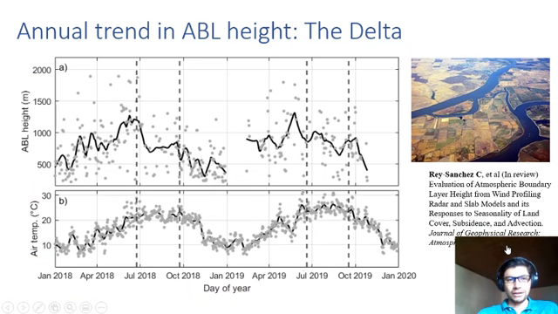So now that we have the information from the radar wind profiler, we can then estimate some annual trends in boundary layer height in the delta. So as you can see here, starting in January, the boundary layer height starts to grow. Here you can see some dots that represent daily maximum values, and the black line, which represents a smoothed line.